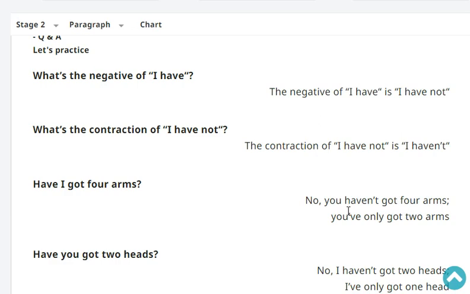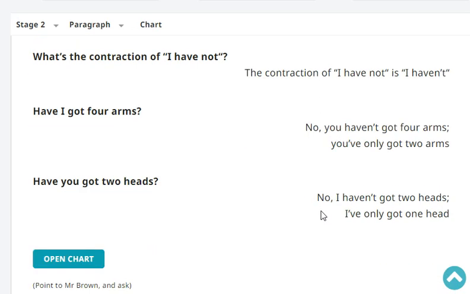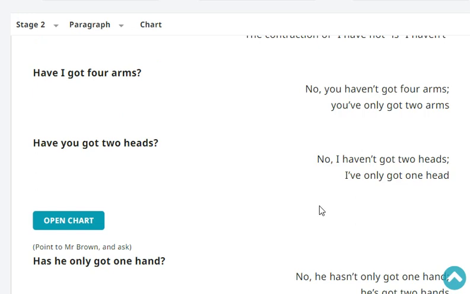Have I got 4 arms? No, you haven't got 4 arms. You've only got 2 arms. Have you got 2 heads? No, I haven't got 2 heads. I've only got 1 head.